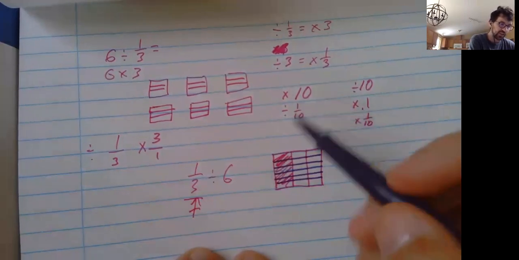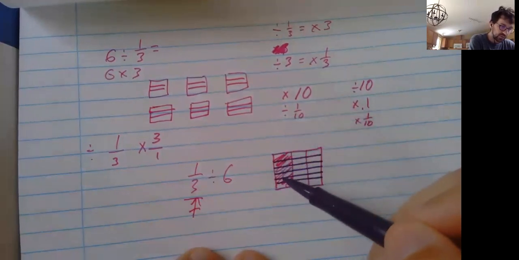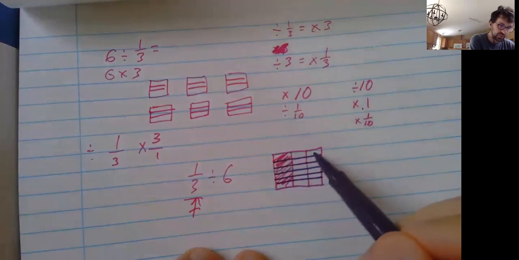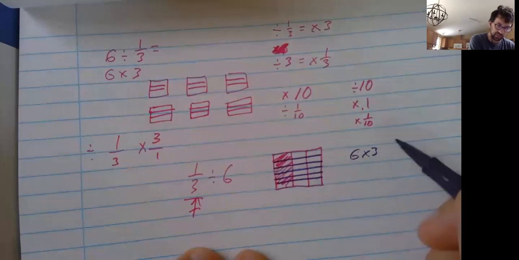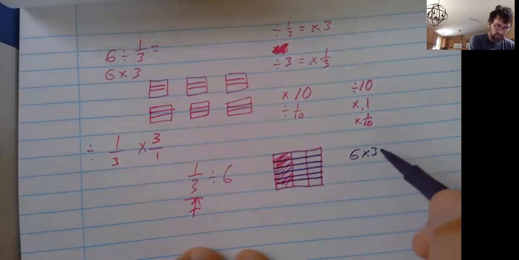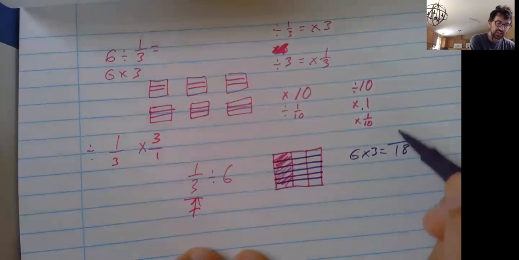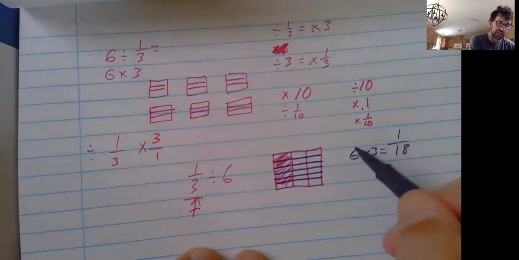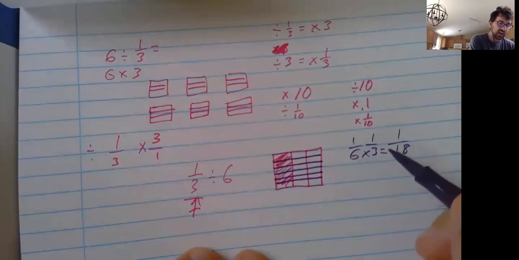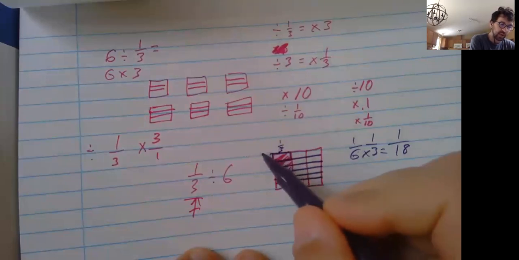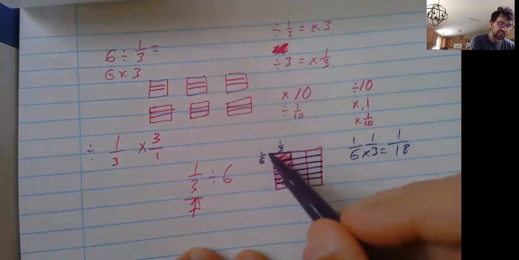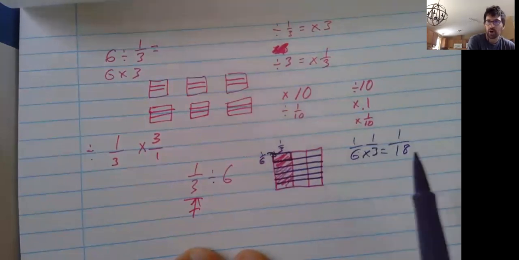And so then I have 1, 2, 3, 4, 5, 6 this way, and 1, 2, 3 this way. So 6 times 3 gives me the total number of lengths and widths there. It's going to give me 18, so I'm dealing with eighteenths. Each part is going to be 18ths, so this is 1/6. This one right here is 1/3 by 1/6, and that gives me the value of 1 part, right?